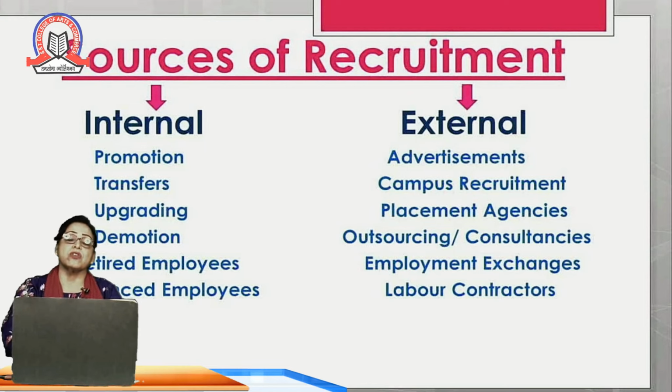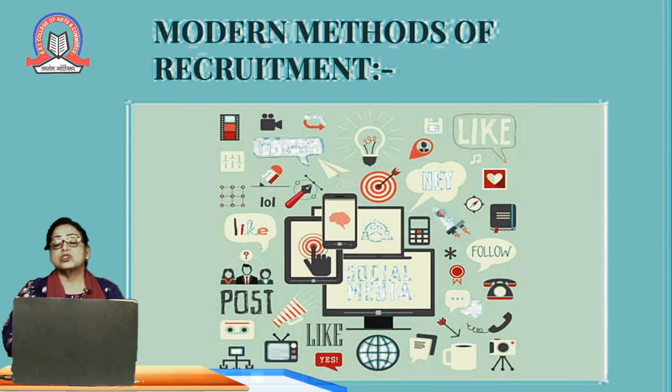Now let us go through what are the sources of recruitment. We are talking on the lines of recruitment and selection. Recruiting, that is finding out what is required as manpower. Internal sources we have discussed already: promotion, transfers, upgrading, demotion, retired employees, retrenched employees, death of employees. Another is external via advertisement, campus recruitment, placement agencies, outsourcing consultancies, employment exchanges, labor contractors, etc. There are many more methods of external sources of recruitment.